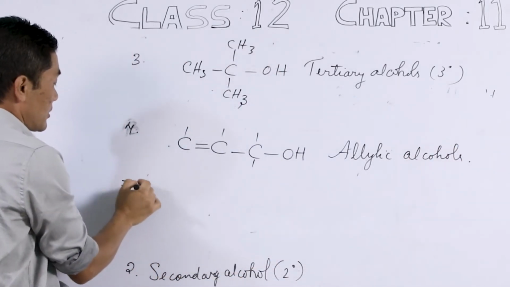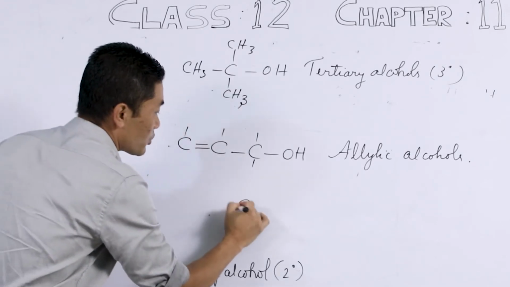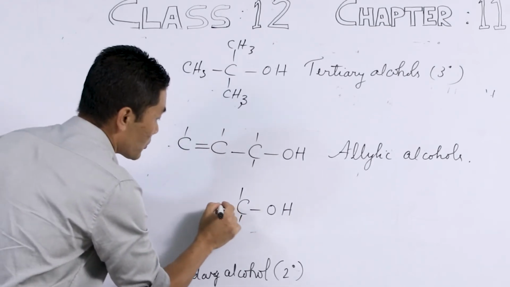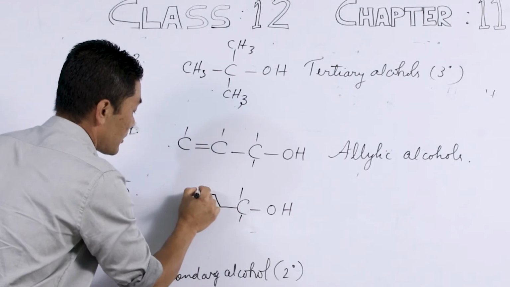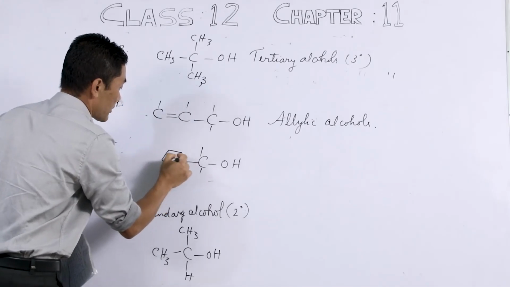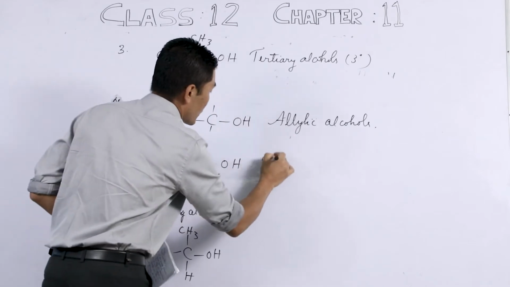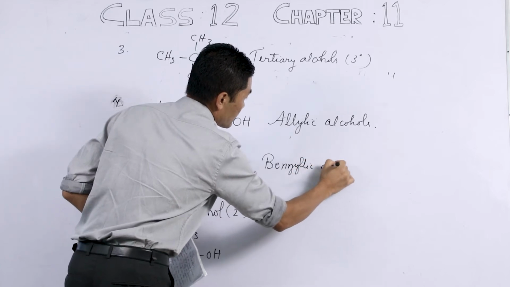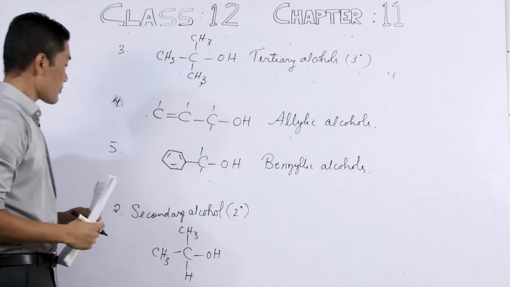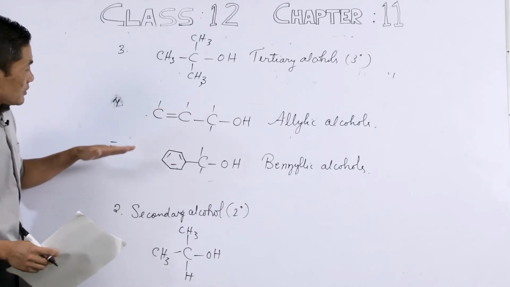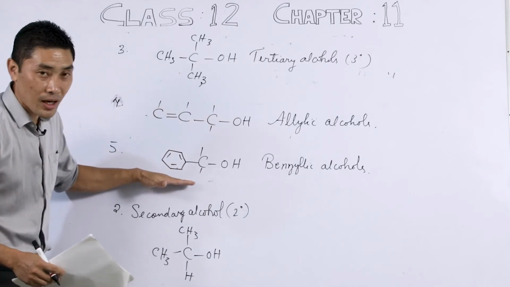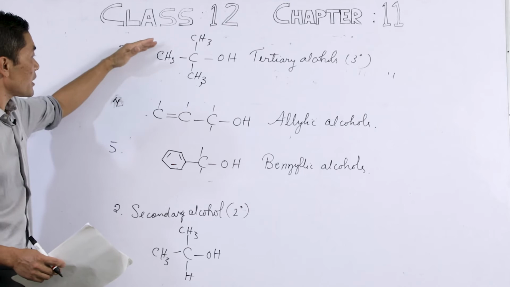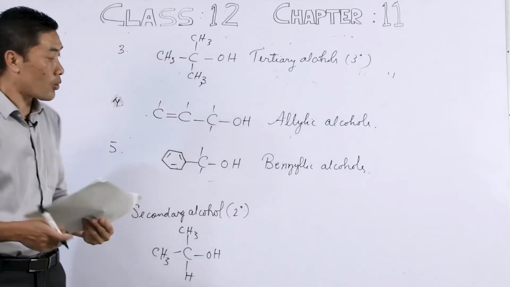Then we have the next type of alcohols in which the carbon to which OH is bonded is once again sp3 hybridized, but this carbon is joined to a benzene ring or an aromatic ring. These are called benzylic alcohols. So under the type of alcohols where the carbon is sp3 hybridized, we have primary, secondary, tertiary, allylic, and then benzylic alcohols.